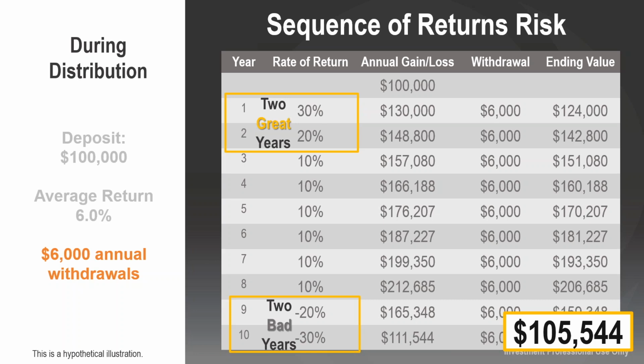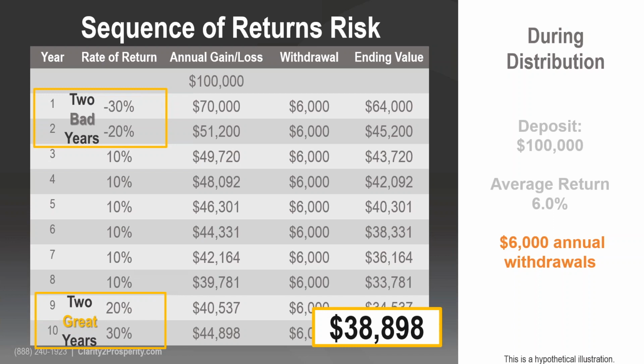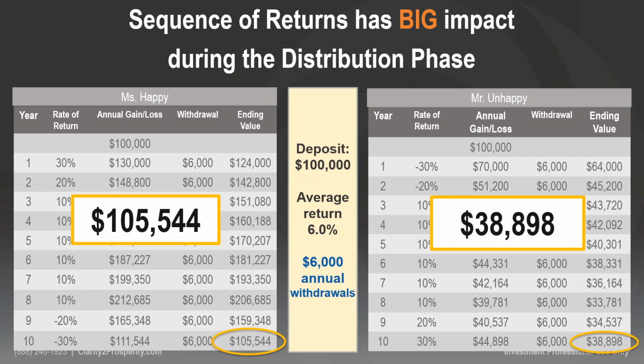And this is what I always thought the way it worked. If you average 6%, you could draw out $6,000 a year. This is the way your prospects and clients think, right? They actually think that as long as you average that rate of return, that's what you can draw out. Well, it's true, but it's only half true. It's only if you have a positive sequence of returns early on. What happens when we reverse them? $38,898. So sequence of returns makes a huge difference when you're taking withdrawals in retirement.